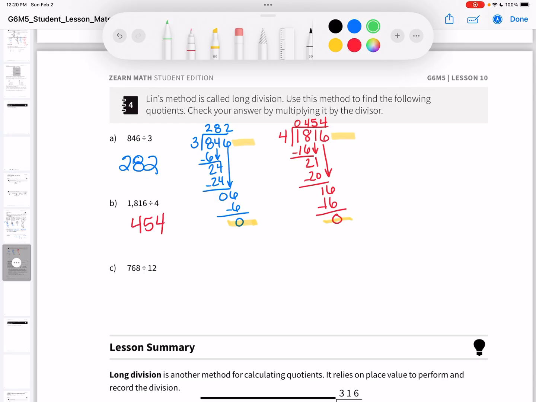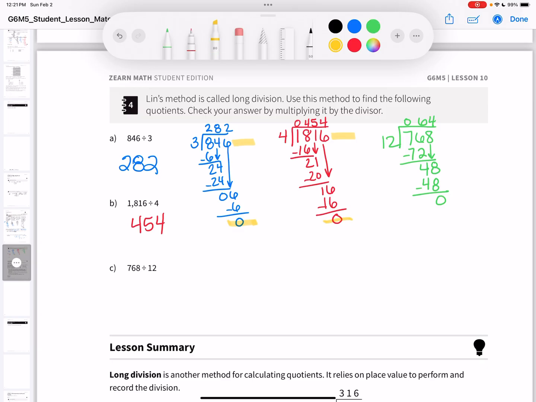All right, now we have 768 divided by 12. All right, 12 goes into 7 0 times. 12 goes into 76. Well, I know that 12 times 6 is 72. So I know that 12 can go into 76 6 times. So 76 minus 72 is 4. Bring down the 8. 12 goes into 48 4 times. 4 times 12 is 48.